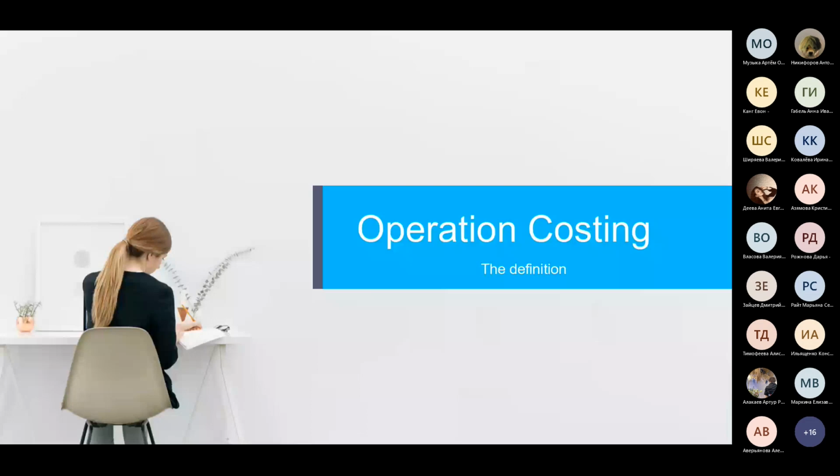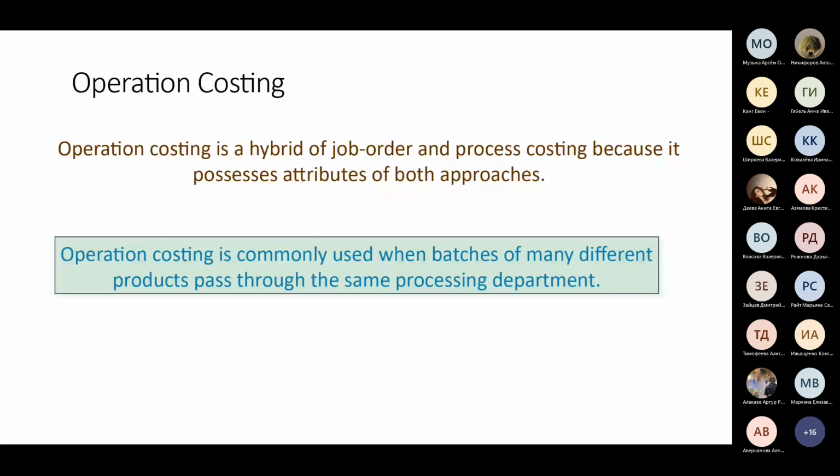But here we can meet one more costing system, which is operation costing. Operation costing is a hybrid of job order and process costing, because it possesses attributes of both approaches. Operation costing is used when batches of different products pass through the same processing department, when those batches are similar but not identical.